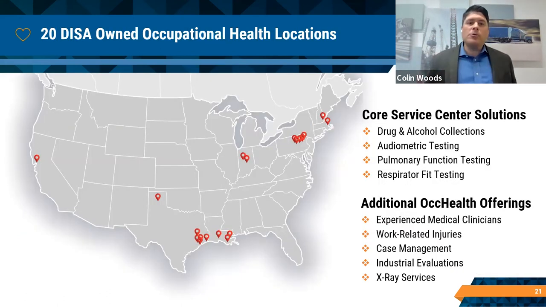In addition to the thousands of locations we have in our network with our vendor partners, DISA also has 20 different service centers that we own. And again, you can see a map here. Very similar to what we talked about on the previous slide, DISA's facilities provide drug and alcohol collections. They provide various OCMED screens, like the physicals, pulmonary function, audiometric testing, and all of that is integrated into DISA Works. So again, auto-populating for your driver qualification file, and all of the same bundling and consolidation that you'd expect with any of our services.